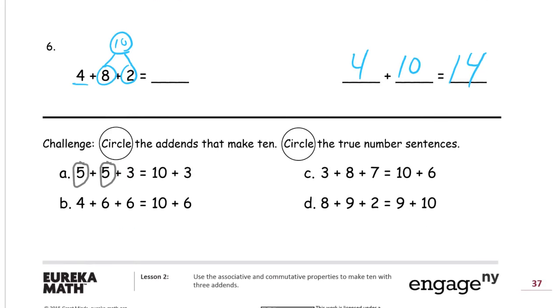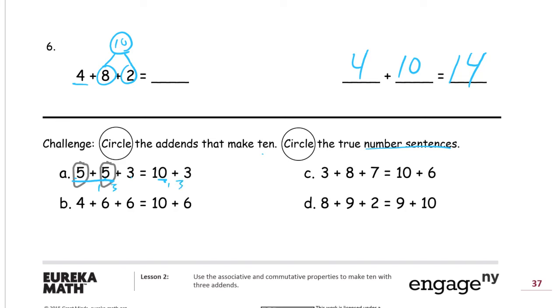And now finally our challenge section. Circle the add-ins that make 10 and circle the true number sentences. So here's an example right here. Two fives together plus the 3. Is that the same as 10 plus 3? Well, these two make 10. There's your 10. Yeah, they both make 13, don't they?